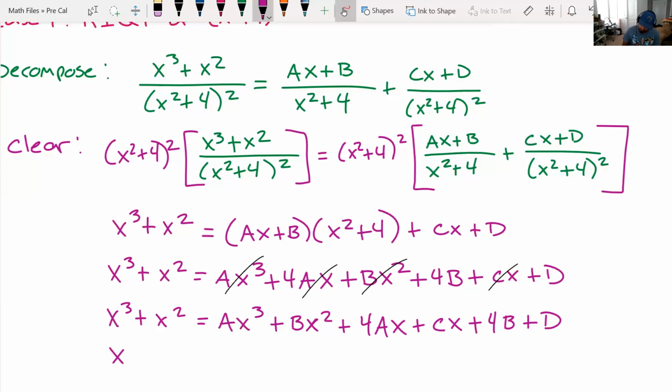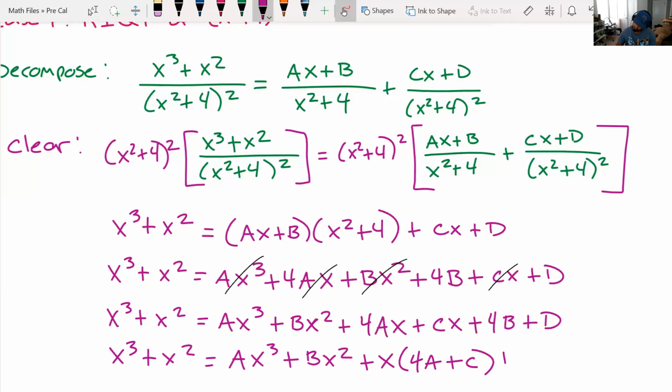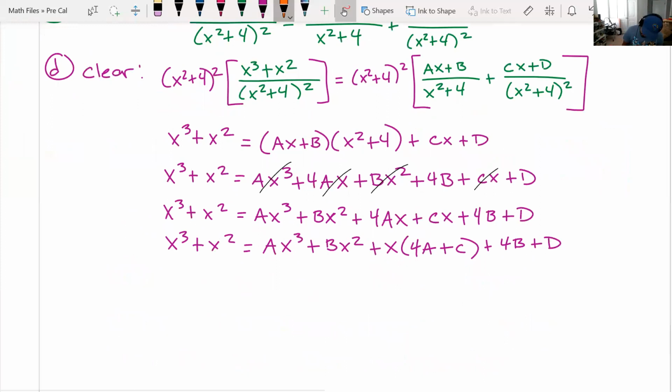Put like terms together. And these stay the same. Okay. That is the end of step D. And then step E. Equate. Okay. Whew. You have 1x cubed here. You have an ax cubed there. So we have our first answer for A. Remember, you equate coefficients. So A is going to be 1.